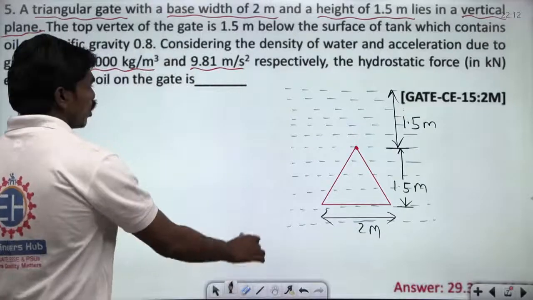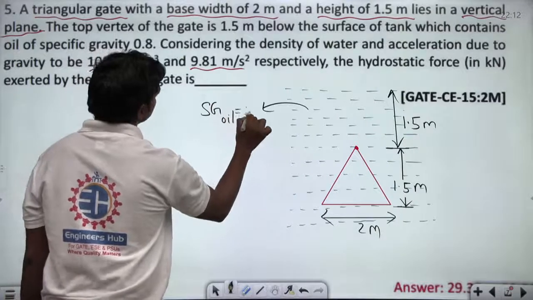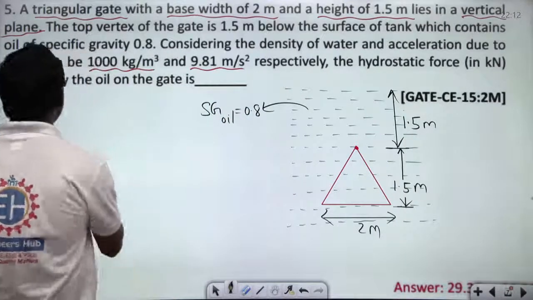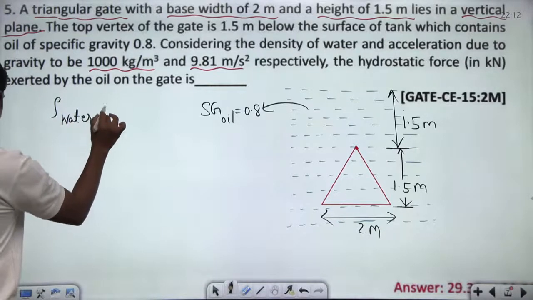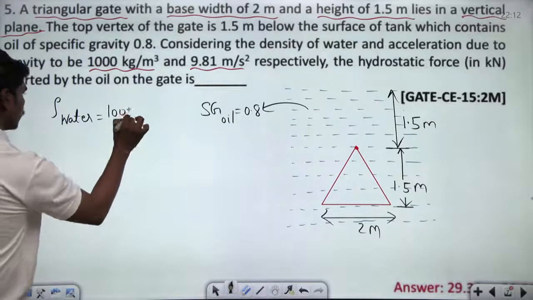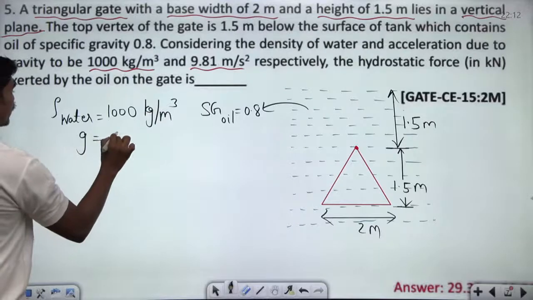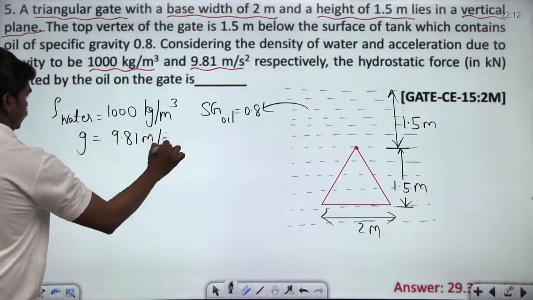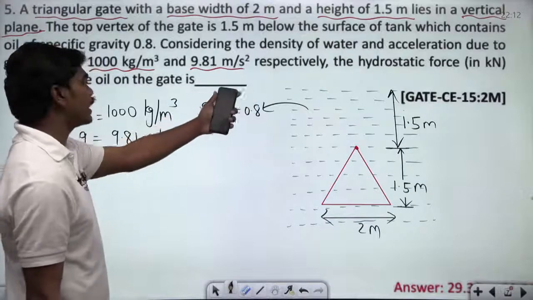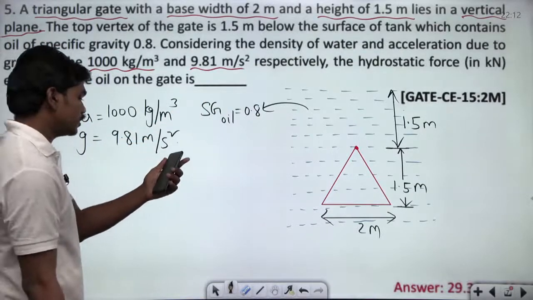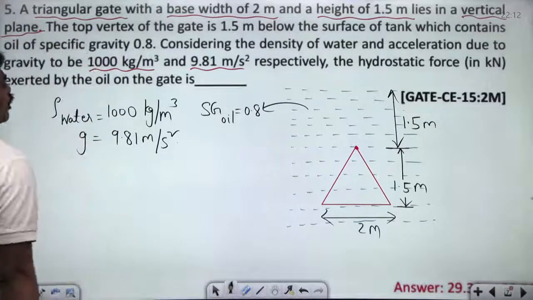Then he is saying this is an oil of specific gravity 0.8. So Sg of this oil, how much is this? This is 0.8, and density of water is also given. This is density of water, and density of water is equal to 1000 kg per meter cube, and g is 9.81 meters per second square. Now, the hydrostatic force in kilonewtons exerted by the oil on the gate. Okay, so I think everything is going fine.